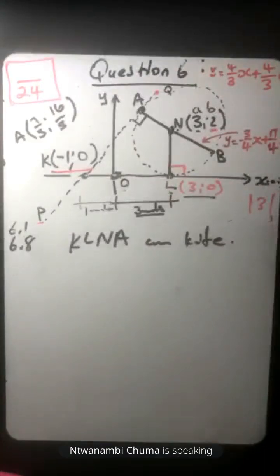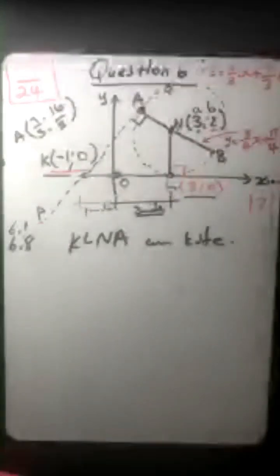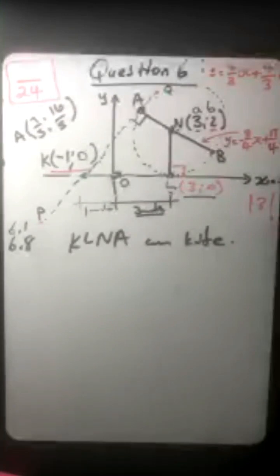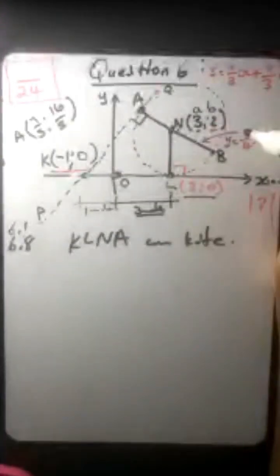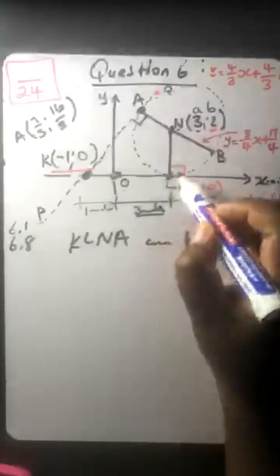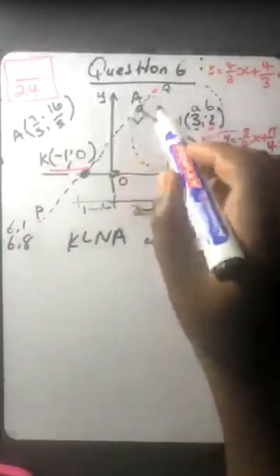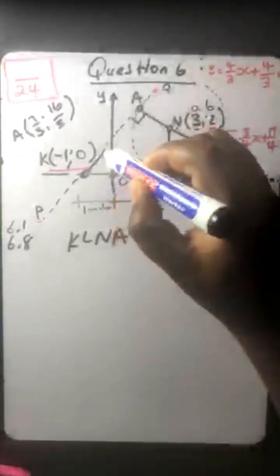Each pair of adjacent sides equal in length. 100%. Okay, let's look at what the examiner is talking about. Which points? They are talking about K. Where is K? There is K. Where is L? There is L. Where is N? There is N. There is A. So can you guys see? They are actually talking about that.